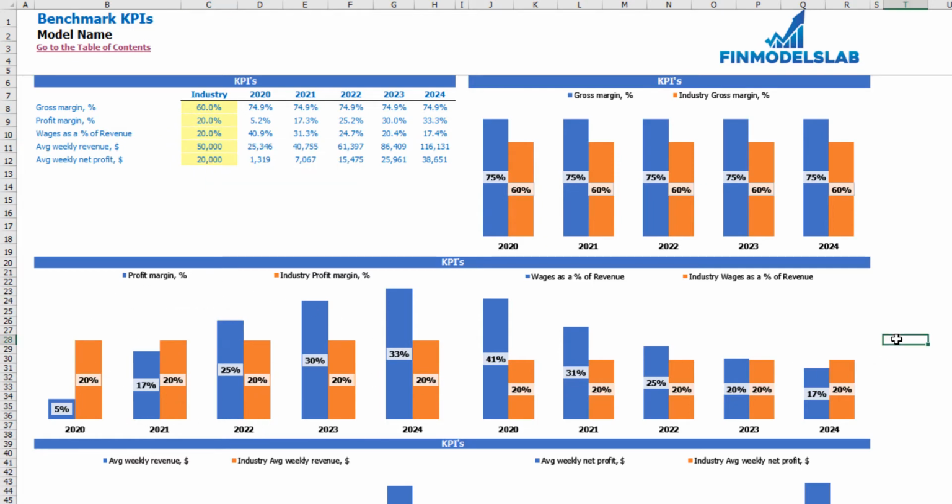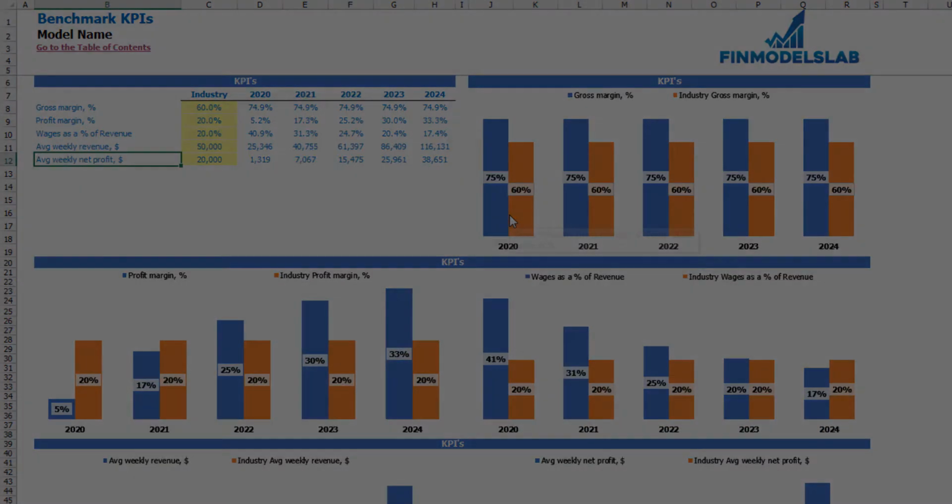For the first 2 years you may find that your profit margin is less than the industry benchmark, and starting from year 2022 you have bigger amounts than the industry benchmark. Also you have wages as a percentage of revenue, average weekly revenue, and average weekly net profit benchmarks.